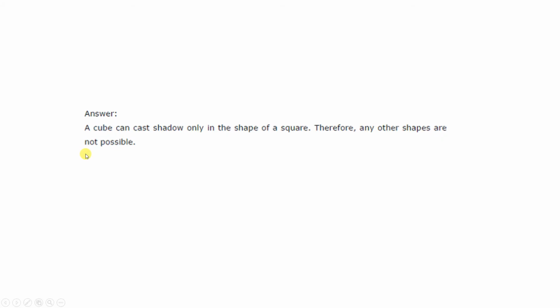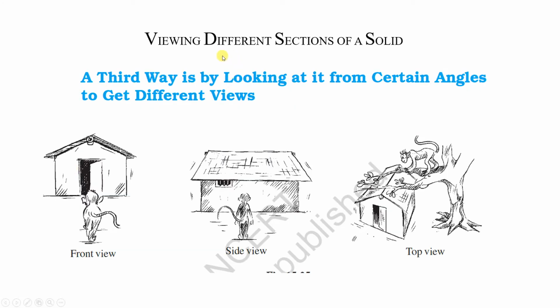So this exercise is over. Now after this exercise, there is one topic in your textbook that we will see. This is the last topic of this chapter. As we have learned in viewing different sections of the solid, the first way is nothing but a slicing method, a slicing game. Then the second method is nothing but a shadow play. And the third way to look at a different section of a solid is looking at it from certain angles to get different views.